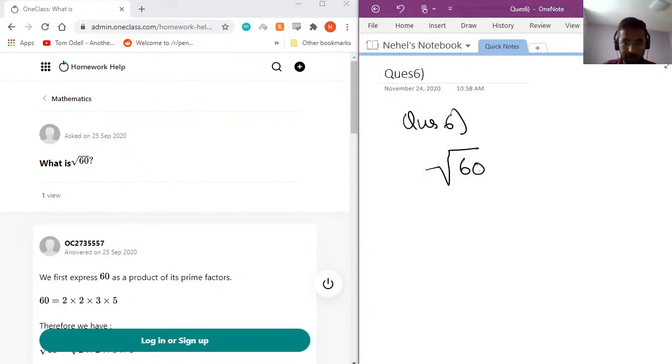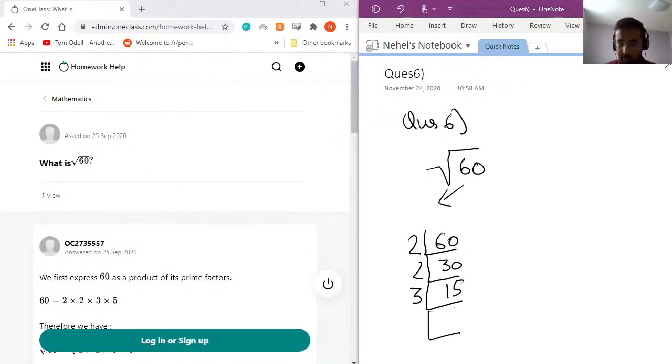square root of 60. So the square root of 60 would be found by first doing the prime factors. I will always start with 2, so 2 is actually a prime factor. So if we do it this way, 60, then 2, I'm left with 30. Then I try 2 again, and again it is a prime factor, so I get 15. And then I try 3. Since 2 is no longer applicable, I am left with 5, and then finally 5, and then 1.